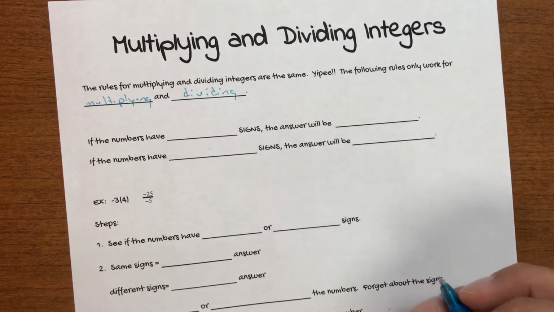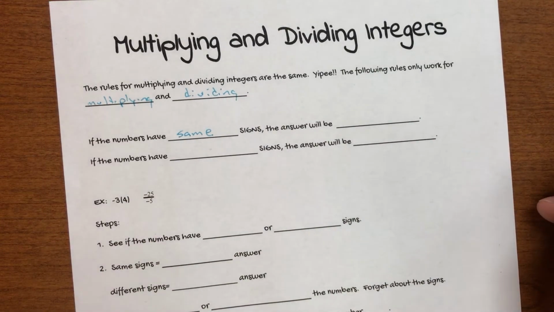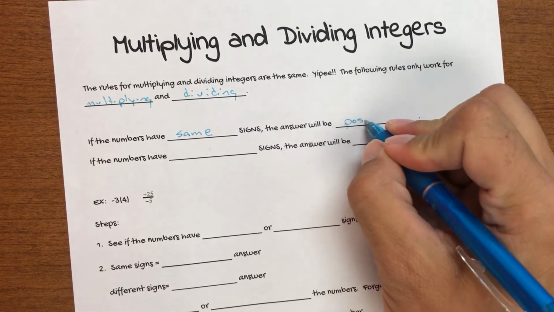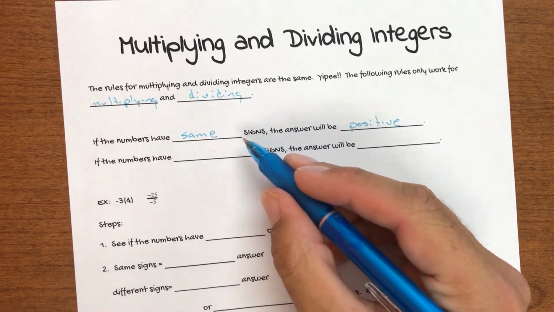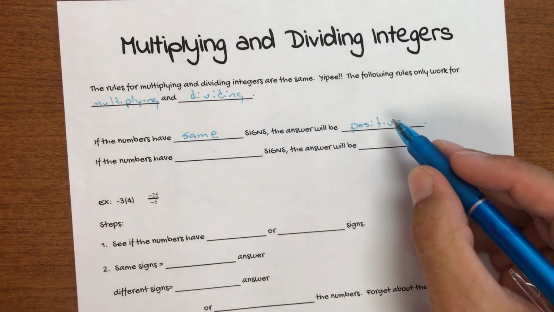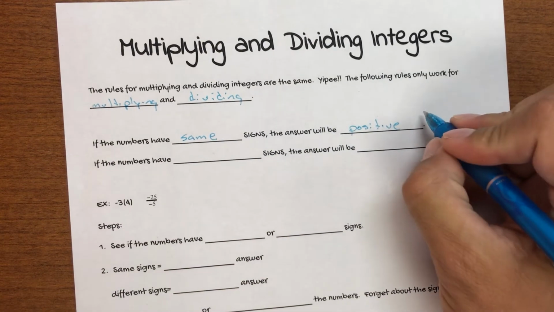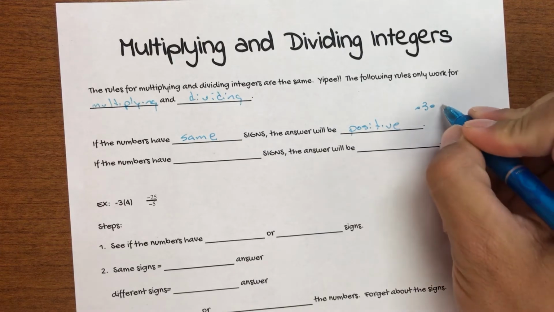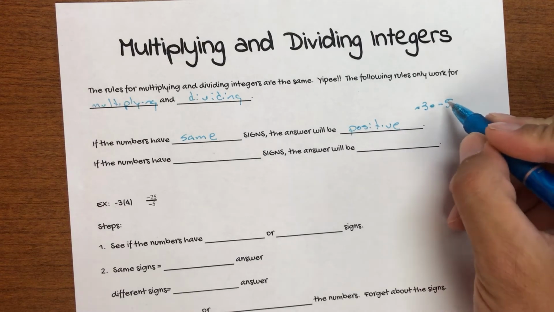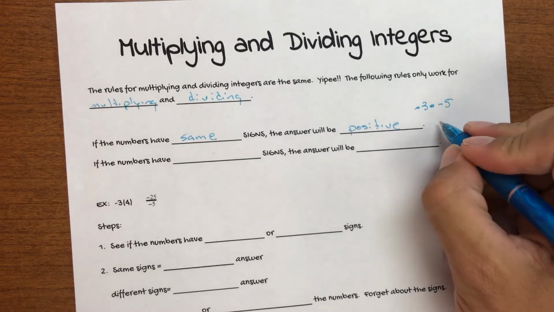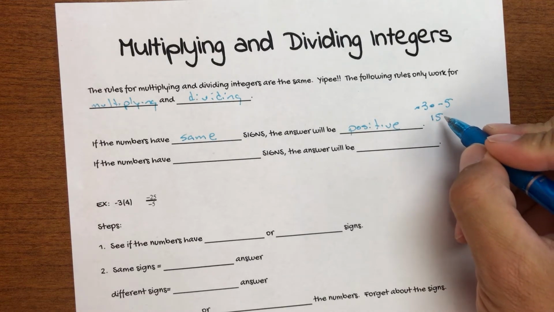So the first rule, we're just going to jump right into it, and then we'll do some examples really quick here. If the numbers have the same sign, then the answer is going to be a positive number. What that means is if both of the numbers are negative numbers, the answer is a positive number. If both of the numbers are positive numbers, then the answer is a positive number. So for example, if I have -3 multiplied by -5, both of them are negative numbers. So when I multiply, I just do 3 times 5, that's just 15. But my signs are the same, so that means it's a positive 15, not a negative 15.